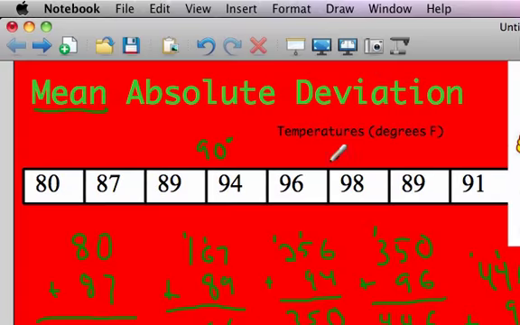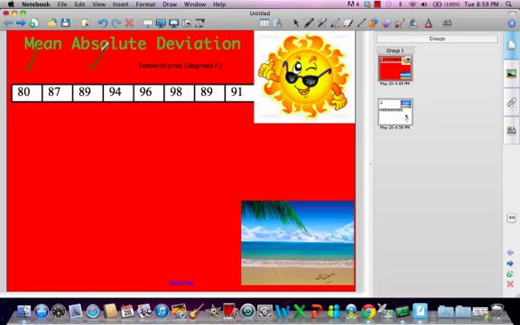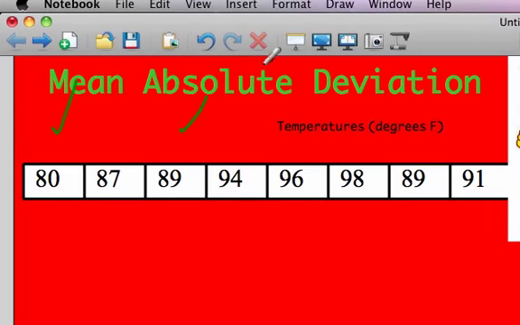I'm going to delete all this work here so we can get a better picture. We figured out the mean. That's all set. That's 90.5 degrees Fahrenheit. Once I figured out the mean, I need to worry about this next word, absolute. So absolute, if you remember, that's the distance something is from 0, the absolute value. So in this case, absolute is going to mean the distance the numbers are from the mean.